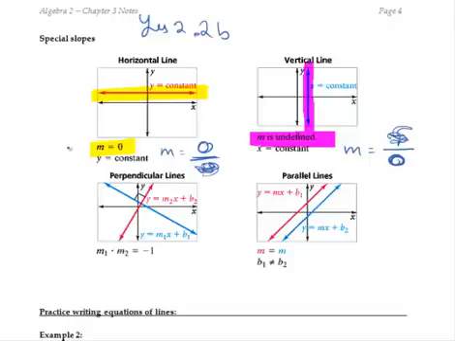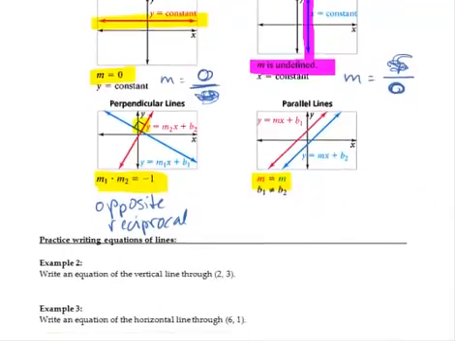When we talk about perpendicular lines, we remember this means they meet at a right angle in here. That also means that their slopes will multiply to equal negative 1. So this is what we call opposite reciprocals. Opposite reciprocal slopes. And then we have parallel lines, meaning they never touch, and this is when your slopes are equal to each other. So we're going to use these today in our lesson.